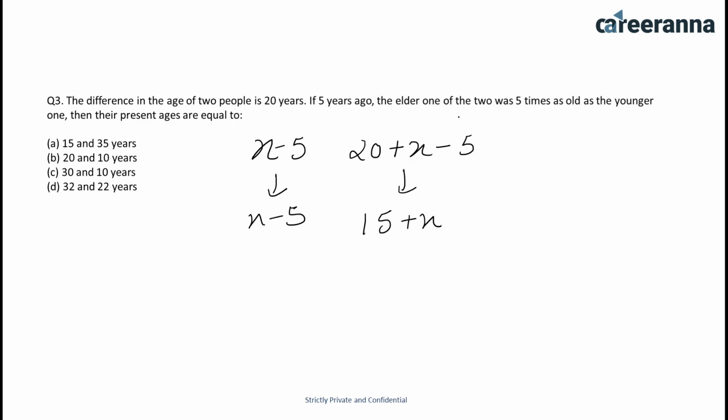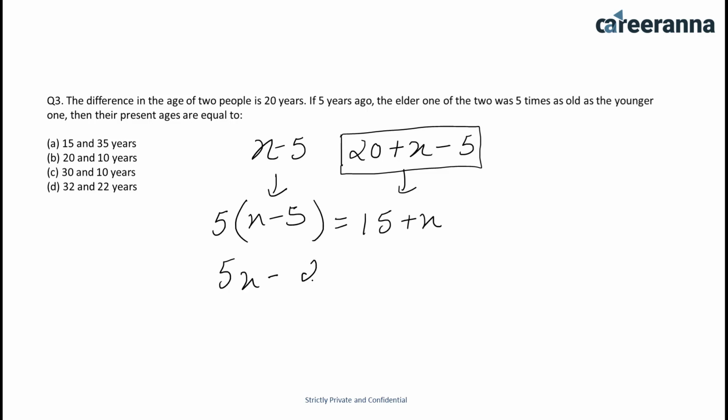Now the elder one of this, we can see directly that this person is the elder one. So the elder one is 5 times as old as the younger one. So this is the younger one, so we have to take it 5 times of the elder one. If we solve this, we will get the value of x.